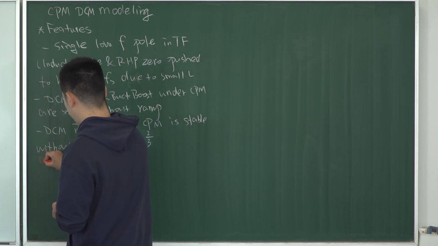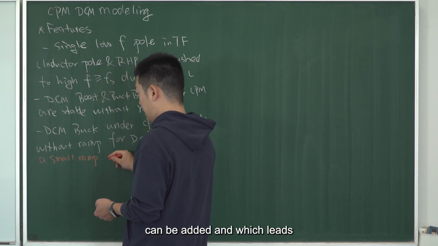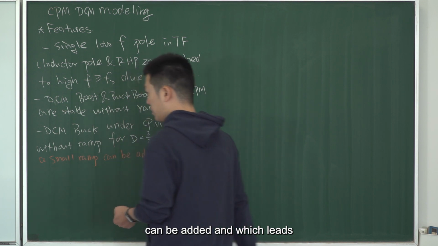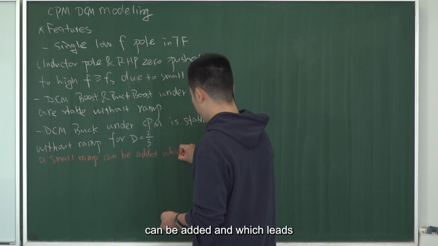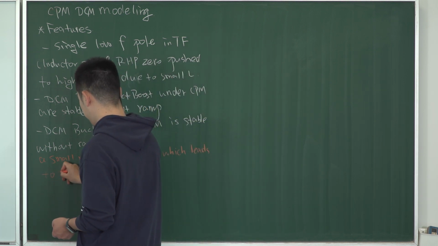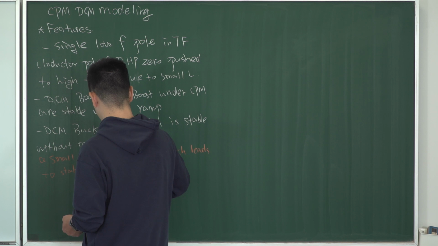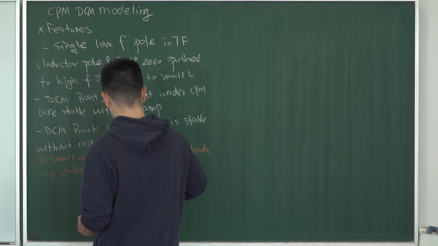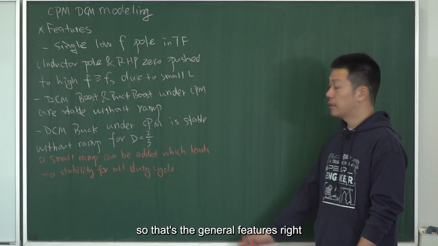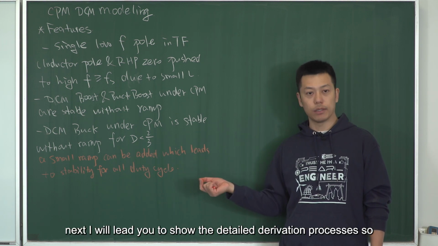So a small ramp can be added, and which leads to stability for all duty cycle. Okay, so that's the general features, right? Next, I will lead you to show the detailed derivation processes.